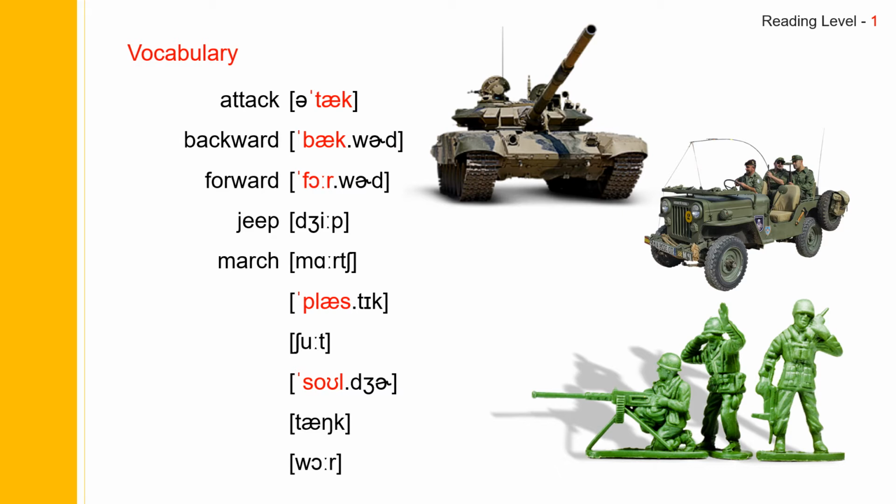March spells M-A-R-C-H, march. And then if you talk about the third month of the year, it's going to be March with a capital M, capital letter, March. Next one, plastic. Plastic. Plastic spells P-L-A-S-T-I-C, plastic.